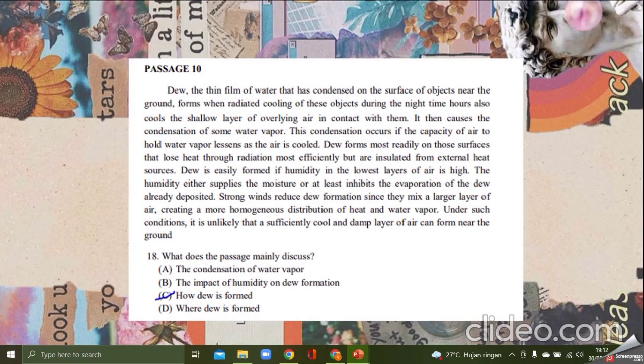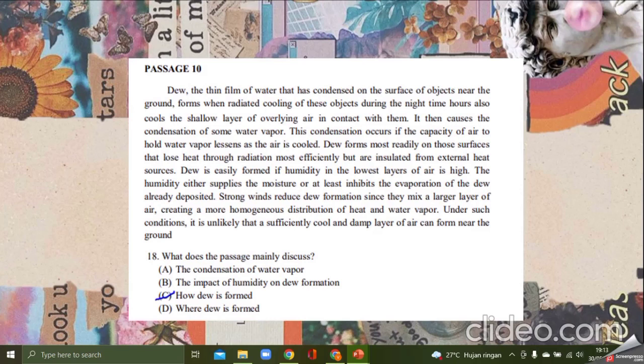Passage. The thin film of water that has been episode 5 surface of object theory or credit of the object theory, the nighttime course also will the shallow layer of overlying air in concept data. It then traces the condensation of some water vapor. This condition capacity of air to hold water vapor lessens as the air is held radially on the surface, that less hydrogen radiation affecting filtering the answer from external heat search.